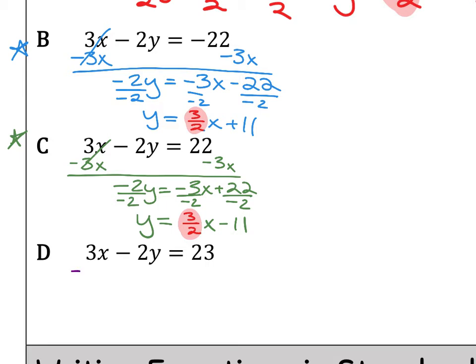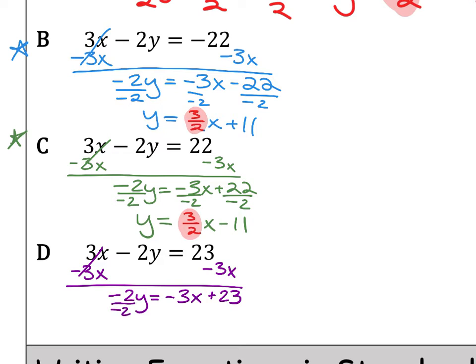Here's the last one. Again, we're just subtracting 3x from both sides. We get negative 2y equal to negative 3x plus 23. And what am I dividing by? Negative 2, and I divide by negative 2 everywhere. Just hang on, guys. Don't spoil the surprise. Does this last one have the right slope? Yeah. Okay, so we have 3 possibilities when we check just based on slopes.